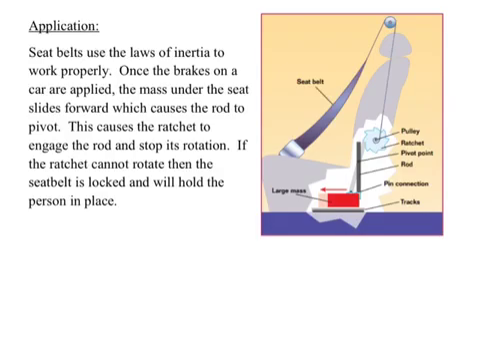Seatbelts use the laws of inertia to work properly. Once the brakes on a car are applied, the mass into the seat slides forward, which causes the rod to pivot. This causes the ratchet to engage the rod and stop its rotation. If the ratchet cannot rotate, then the seatbelt is locked and will hold the person in place.